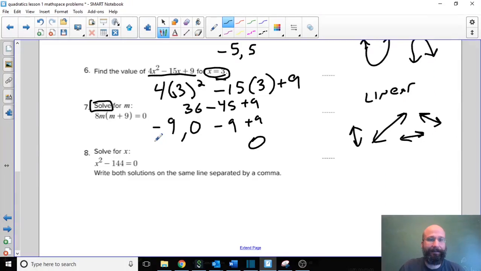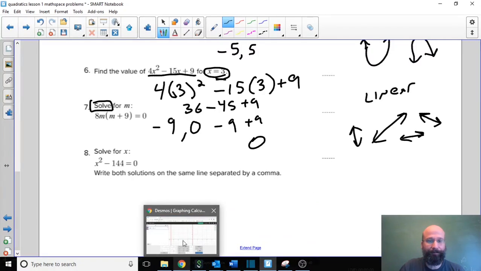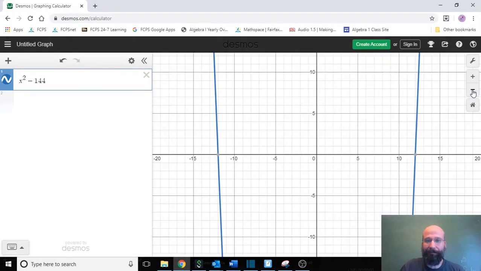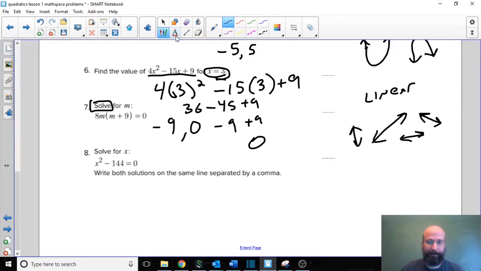All right, let's do this one. Same thing, x squared minus 144. So I'm going to go into Desmos. I'm going to put in x squared minus 144, and I look to where it crosses. I don't see it anywhere, but I'm going to go out further. There's the line. So my answers are -12 and +12. So I go back here, the answers are -12, comma, +12.